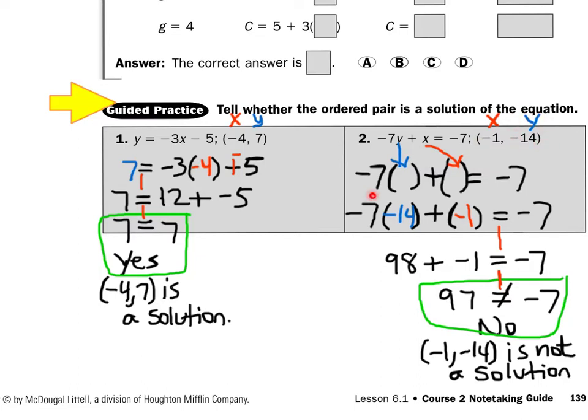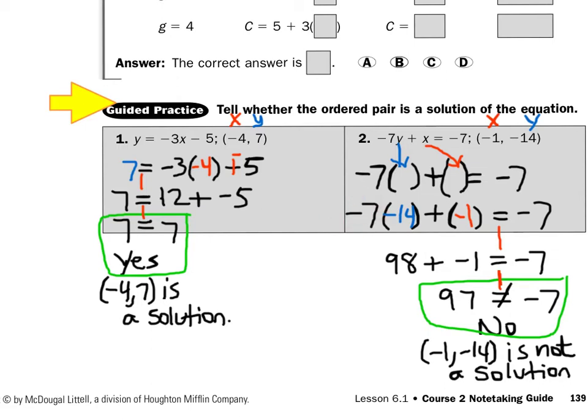Now you might want to do this before you start: copy the negative 7 and then put parentheses and leave a space for the y, copy the plus, put parentheses and leave a space for the x, copy the equal sign, copy the negative 7. And then the next thing you want to do is plug in the numbers. You may find that easier.